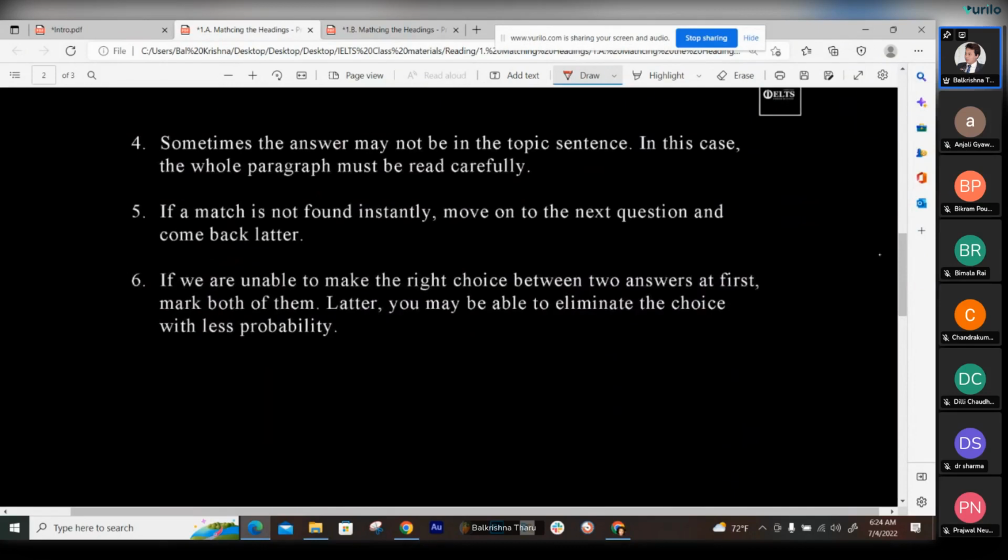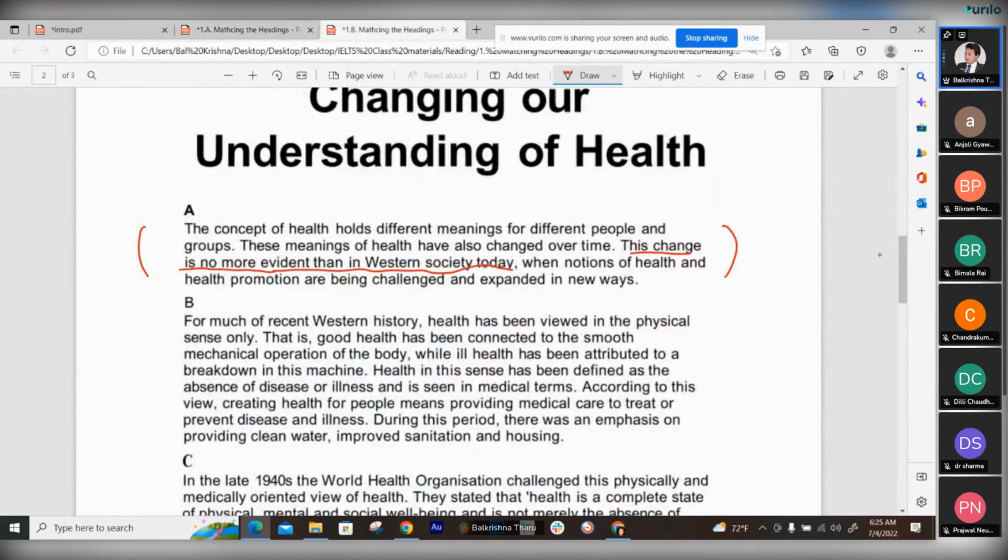Number 4, sometimes the answer may not be in the topic sentence. In this case, the whole paragraph must be read carefully. So sometimes you may not be able to get the main idea just by reading the topic sentence. In that case, sometimes we need to read all the lines very quickly.